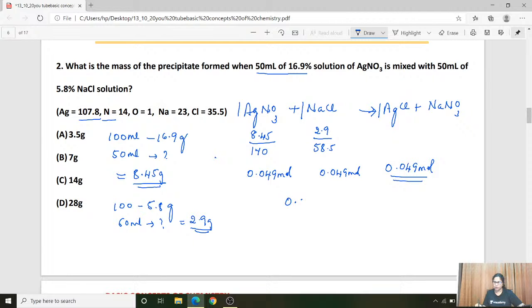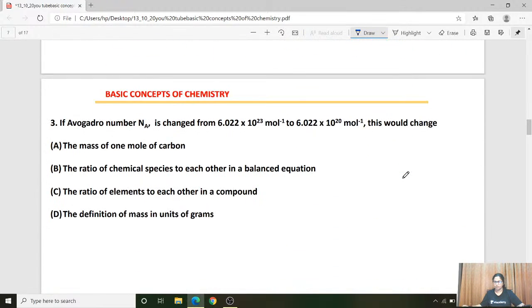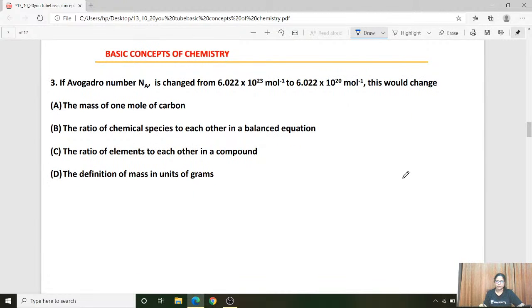Therefore, 0.049 mole, and you know silver chloride means add its atomic masses, silver and chlorine. So how much do you get? It will be 143.3. So if you multiply, you will get 7.02 grams. So the answer will be option B. Okay, we'll go to the next one.